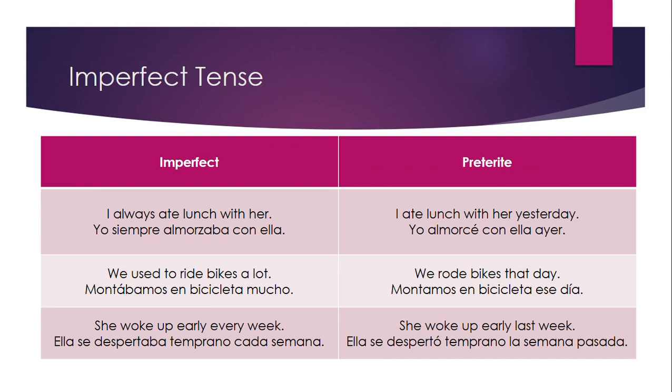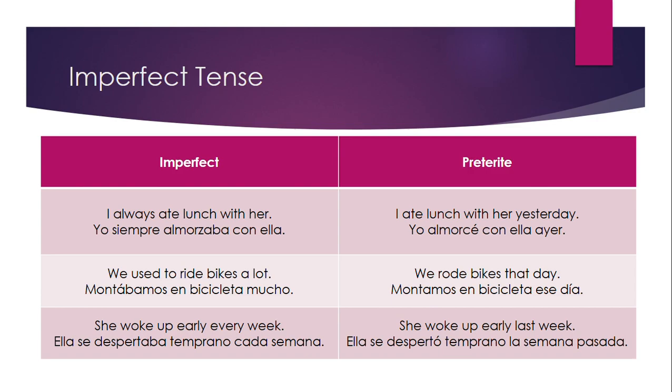Now, let's go back to those examples that we looked at on the first slide when we were talking about the imperfect tense. Comparing imperfect with preterite, we have on the left, I always ate lunch with her. Yo siempre almorzaba con ella. Or on the right, I ate lunch with her yesterday. Yo almorcé con ella ayer. Middle example, we used to ride bikes a lot. Montábamos en bicicleta mucho. Or the preterite version, we rode bikes that day. Montamos en bicicleta ese día.